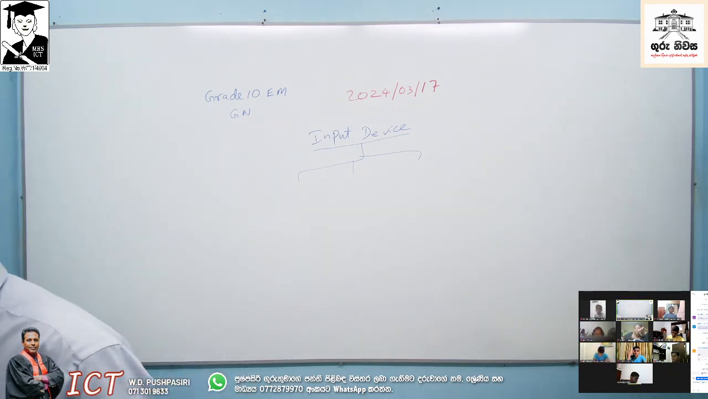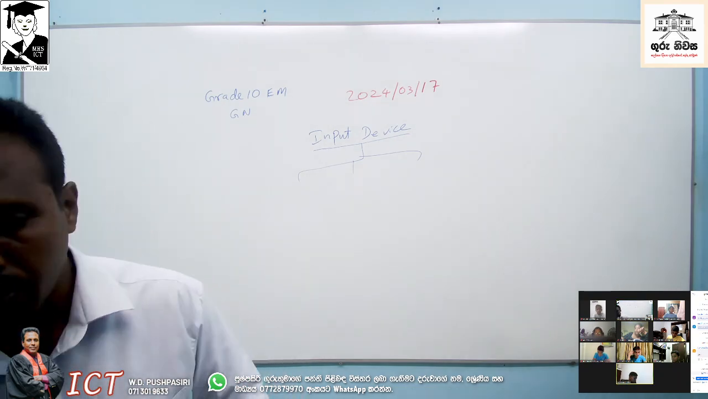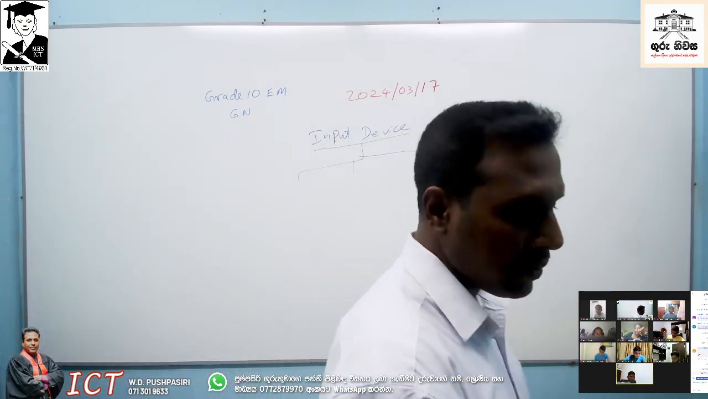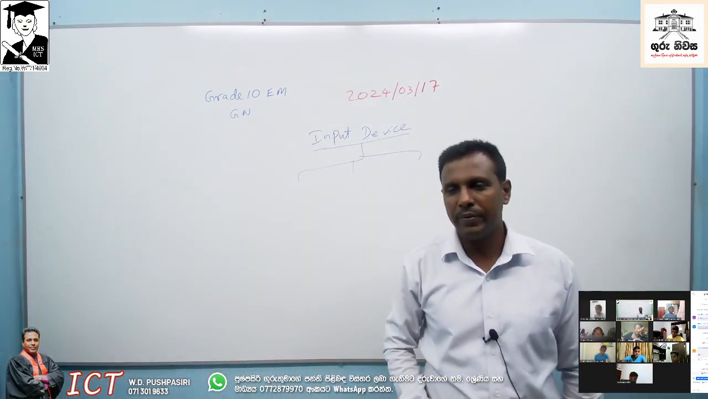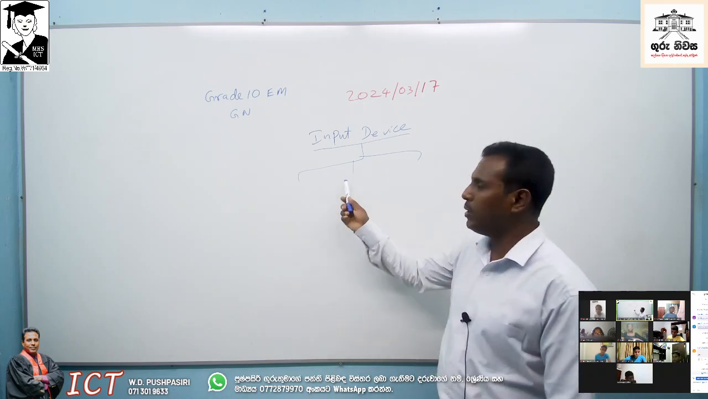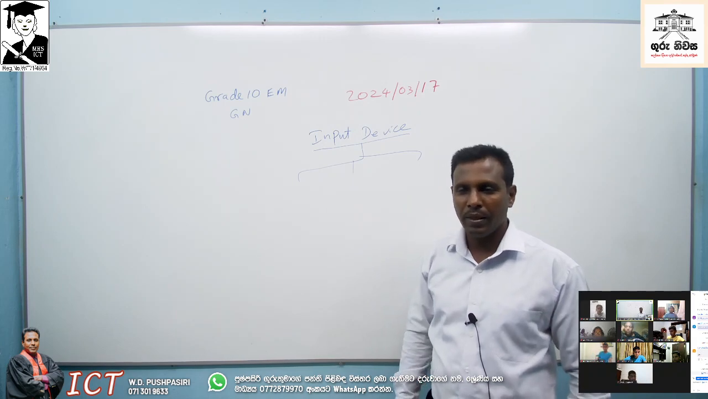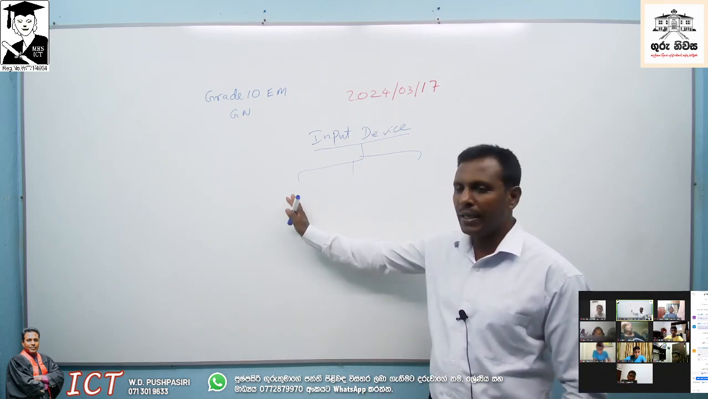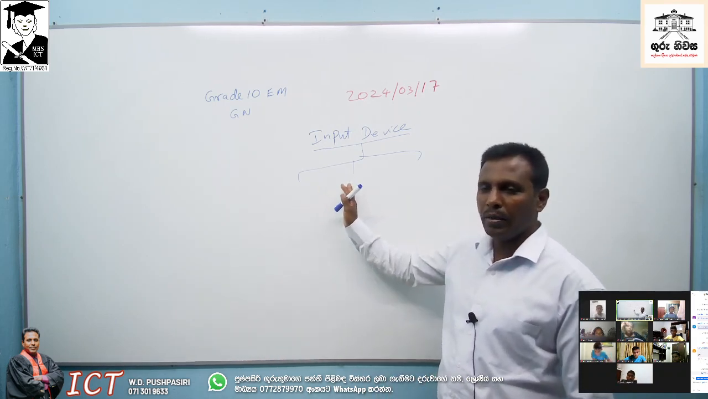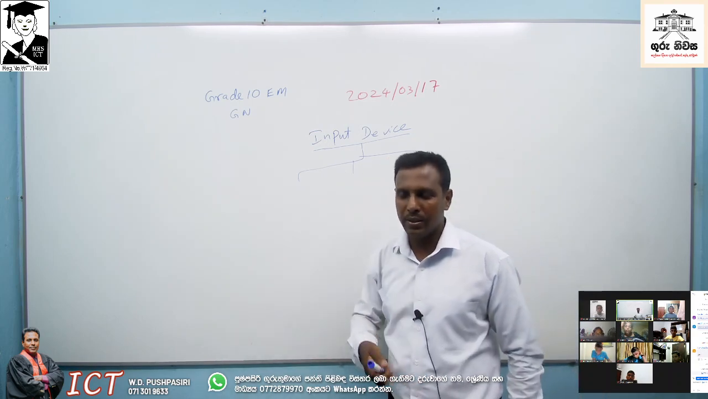Sir, keyboard, pointing, video and imaging, scanner and mic. That's right. So we divided them into many parts according to easiness of the studies, right? Imaging devices, keyboard, mouse, and something like that we divide, right?